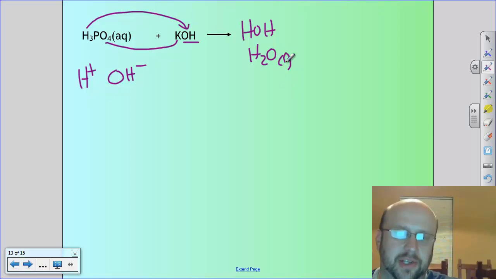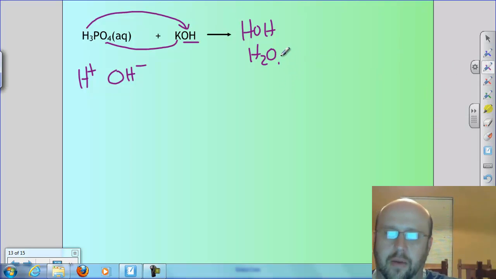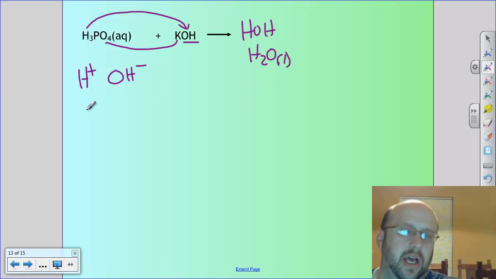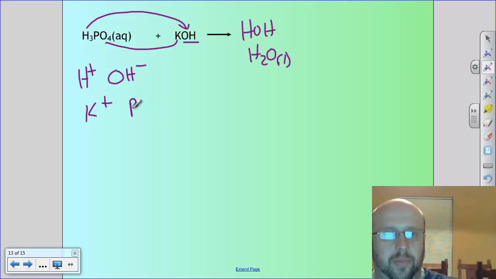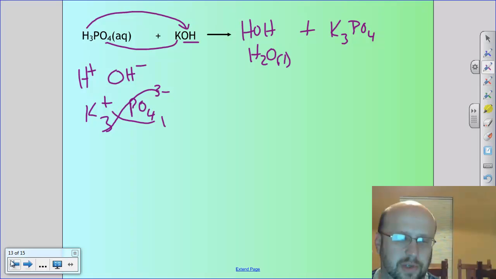I know that my reaction is going to happen because water, contrary to the fact that I can't write it, is a liquid. Okay, and so then let's do the middle one, potassium with a +1 charge. Phosphate, the PO4 here, has a 3 negative charge, crisscross, 3 and 1, so that gives us our other product, which is K3PO4.